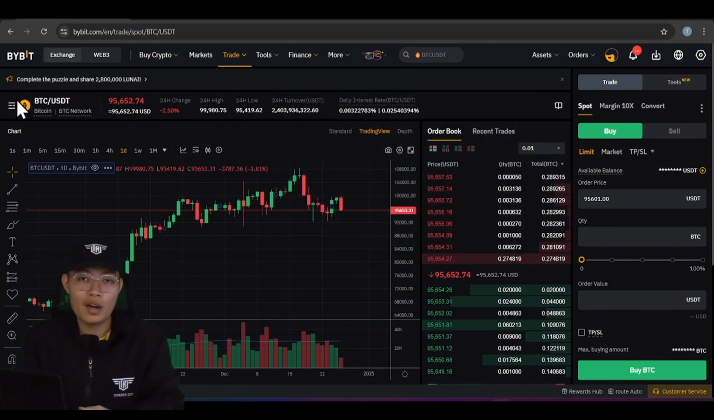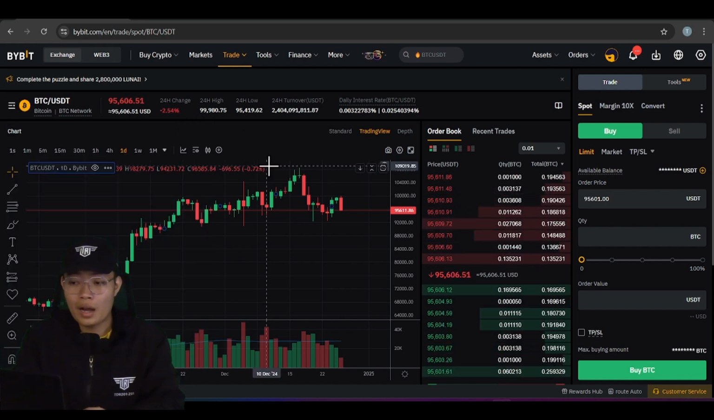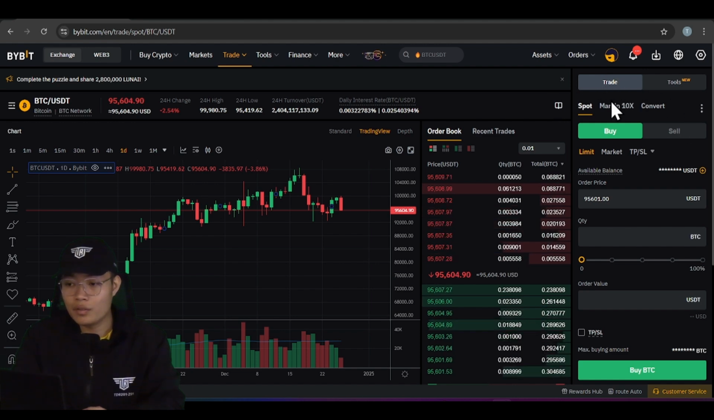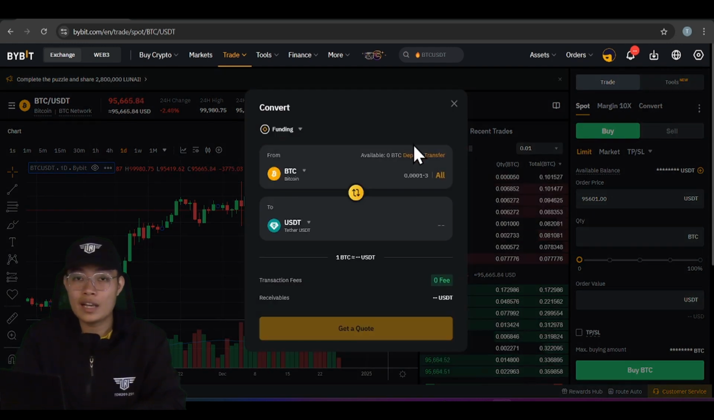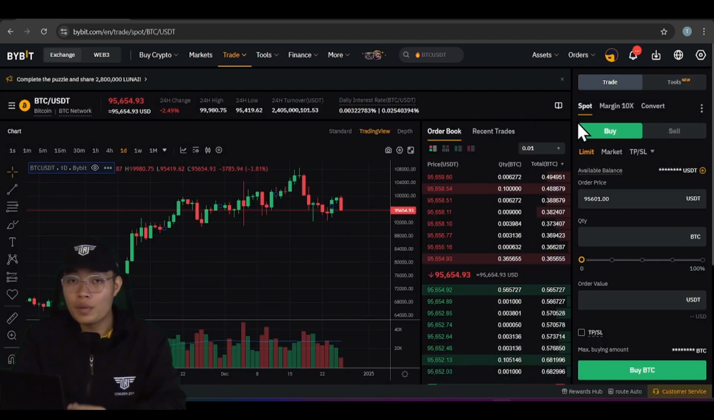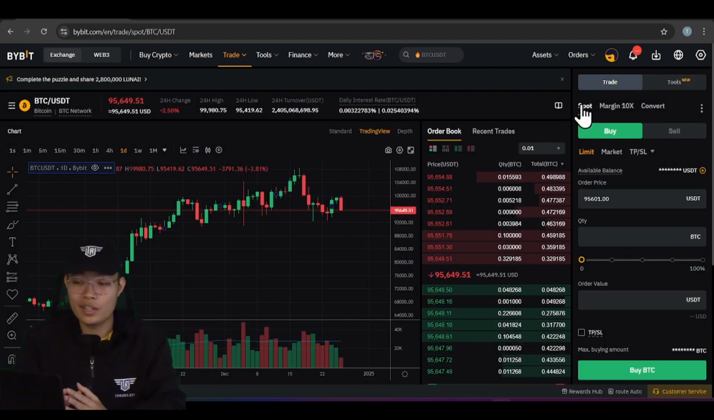Once you confirm the pair that you're going to trade, you notice there are a few things you can see: trade, and then you got buy and sell. Right. For spot, margin 10x, and convert, these are actually the same, but margin 10x is leverage. So for beginners, I do not recommend you touch margin 10x. You can just go for spot or simply convert. Actually, convert is the same as market orders. All right, so for beginners, just using spot is actually enough for you.